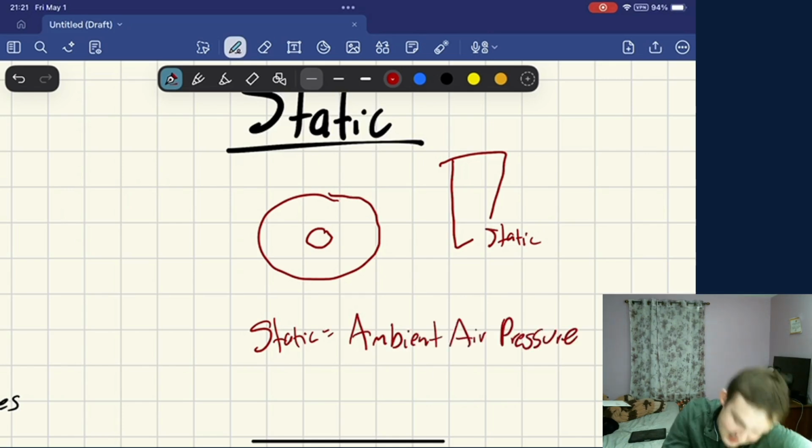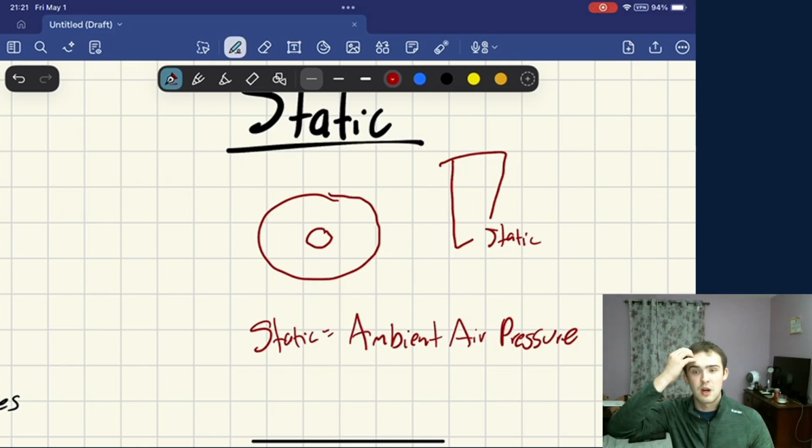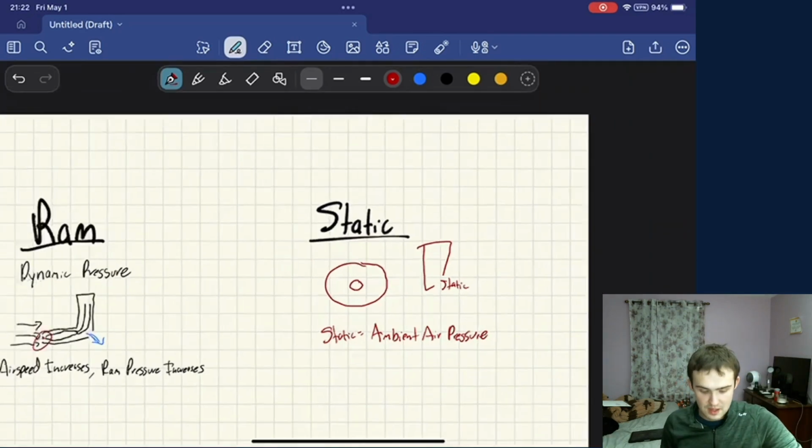So they wanted to place the static port in an area where it's not going to be impacted by air flowing over the airplane. Like with our pitot tube and our ram air, we want to feel the force of that air as it's passing by our aircraft so we can get a measurement of that pressure. But our static air, we just want whatever the ambient pressure is at the altitude that we're at. So depending on the aircraft manufacturer, they can put it in a few different places. But it's simply a measurement of the ambient air pressure outside the aircraft.